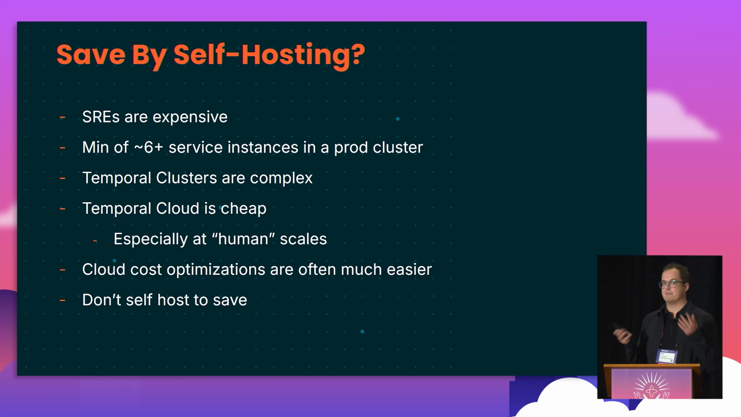On the other hand, Temporal Cloud is cheap, especially at human scales. At $25 per million actions, you'd have to be doing a lot, even as a small company with tens of thousands of customers, before you hit so many millions of actions that it becomes a concern. So if your company is operating at human scales rather than system or platform scales, oftentimes it's not even in the ballpark. And if you are operating at those system and platform scales, some of the cloud cost optimizations I've talked about today are usually a much easier way to squeeze those costs and make it work on Temporal Cloud.